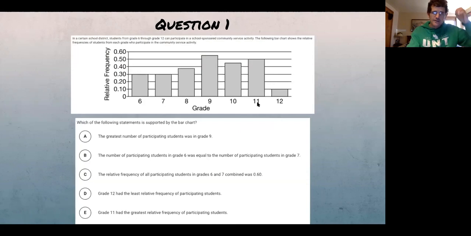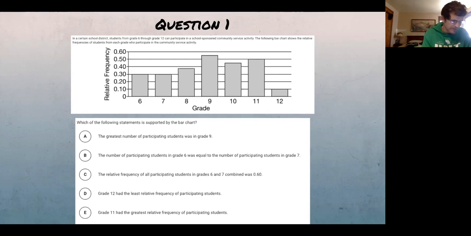All right, so these are not the same questions on your progress check, but they are other AP style questions. In a certain school district, students in grades 6 through 12 can participate in a school-sponsored community service activity. The following bar chart shows the relative frequency of students from each grade who participated. So keep in mind, this is relative frequency. So the question is, of these statements, which one is supported?